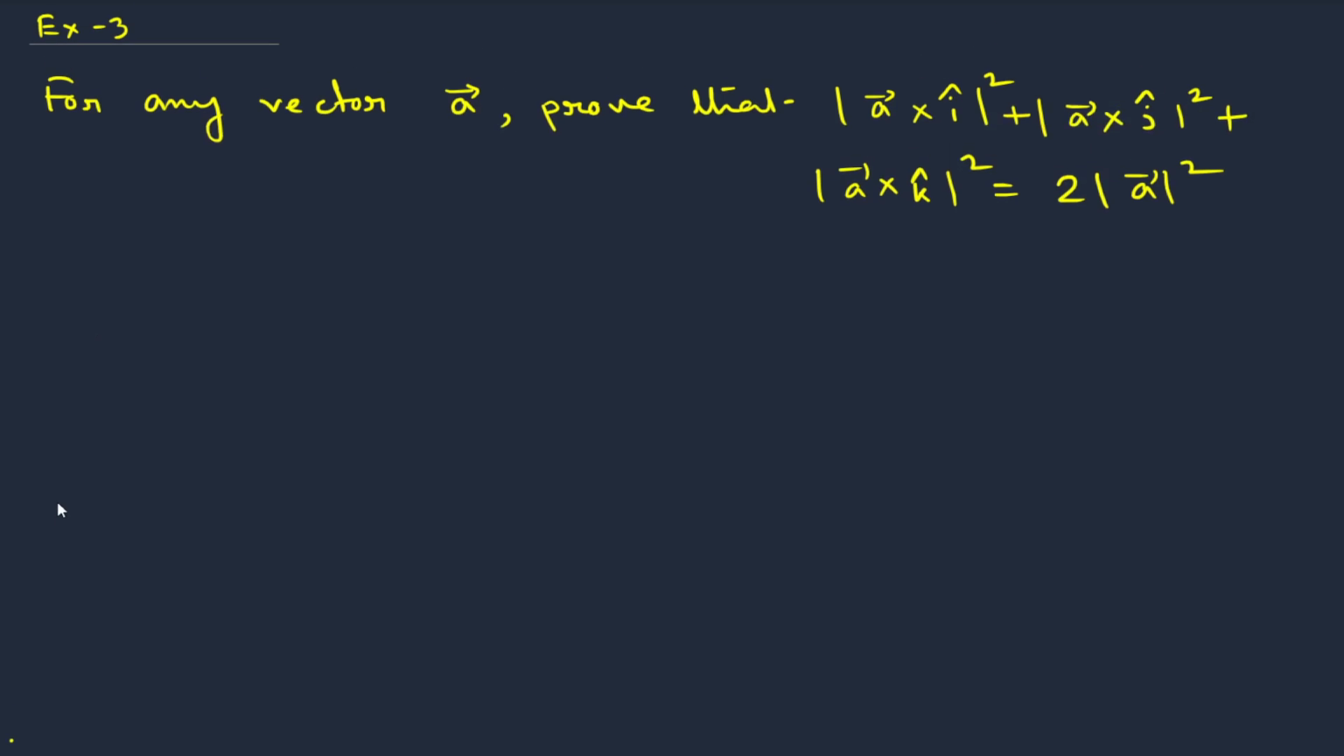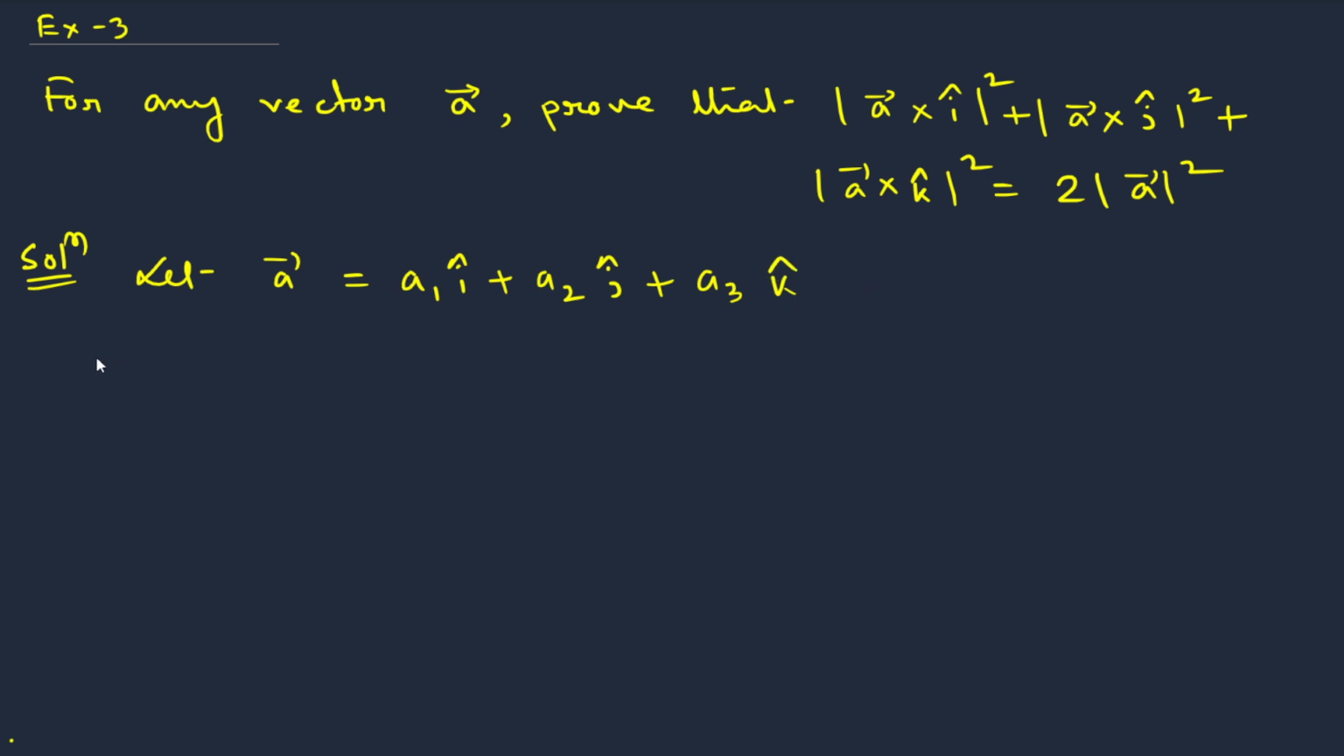This is another problem. For any vector a bar, we have to prove that modulus of a bar cross i cap whole square, similarly for j cap and k cap, is equal to 2 into modulus a bar whole square. So let us do it like this. Let a bar equal a1 i cap plus a2 j cap plus a3 k cap.